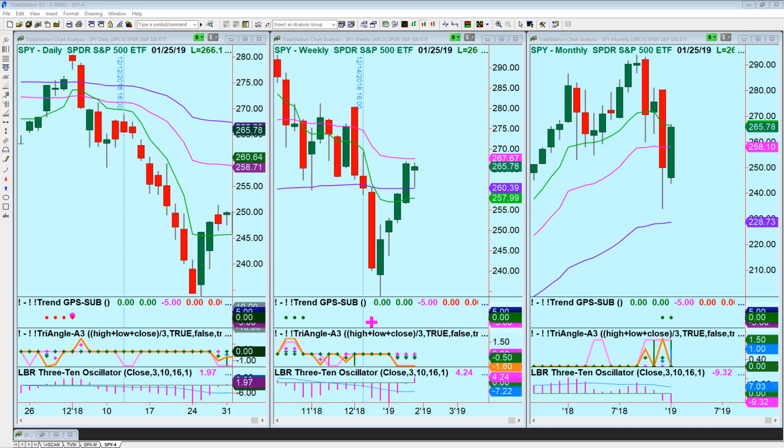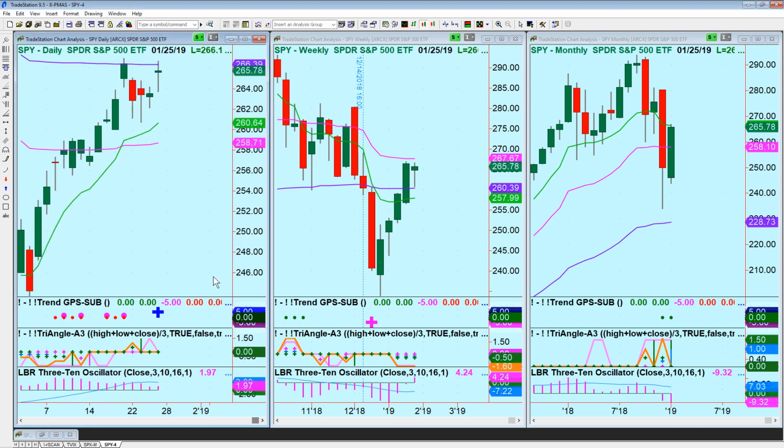Right now in this chart, we are looking at the daily, weekly, and monthly chart of SPY, the SPDR S&P 500 ETF. On the very left, we have the daily chart, the middle part is the weekly chart, and the right side is the monthly chart. Right away, you'll notice that each chart has three color lines. The green line is your short-term time frame, the pink one is your medium-term time frame, and the purple one is your long-term time frame. So just remember, green for short, pink for medium, and purple for long.